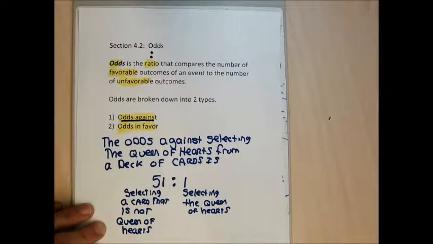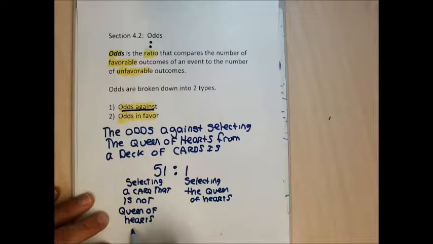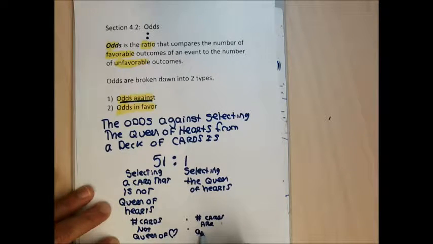And in this particular problem, the odds against selecting the Queen of Hearts can be found by forming a ratio that compares the number of cards that are not, that means that's the against part of this, the Queen of Hearts, compared to the number of cards that are the Queen of Hearts.